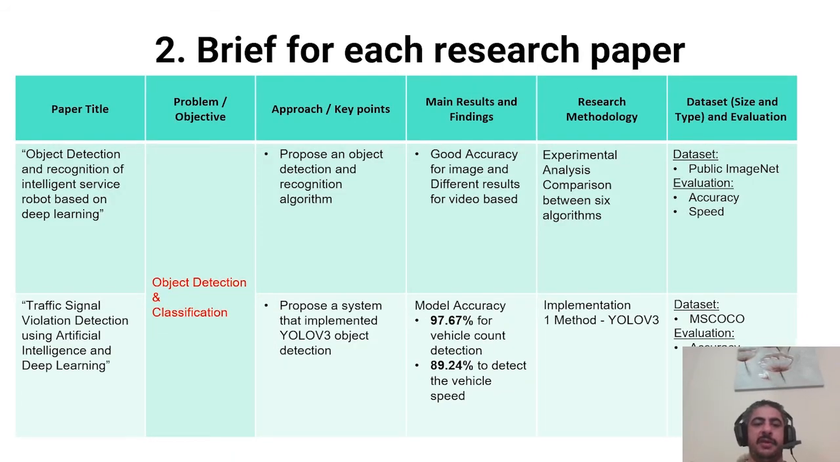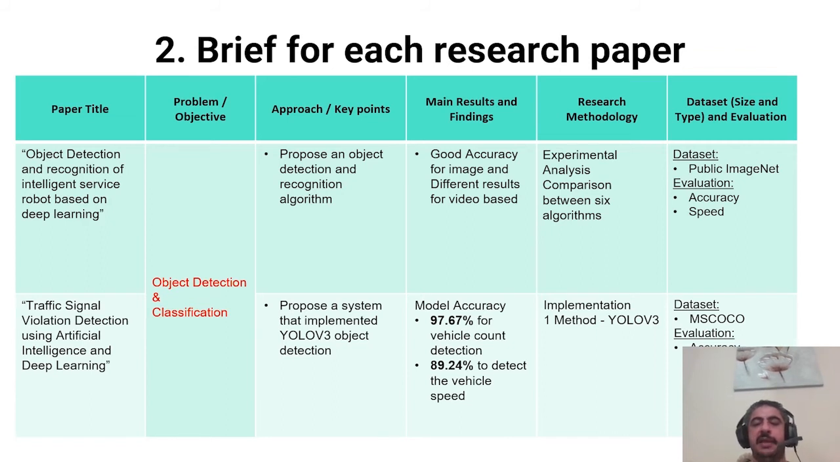Thank you, Mr. Arabi, for handing over again. In the paper titled Object Detection and Recognition of Intelligent Service Robot Based on Deep Learning, the main objective of the paper is to train the robot to understand the surrounding and make intelligent decisions accordingly. The approach of the paper is to propose an object detection and recognition algorithm based on deep learning, followed by the training on the public image dataset.